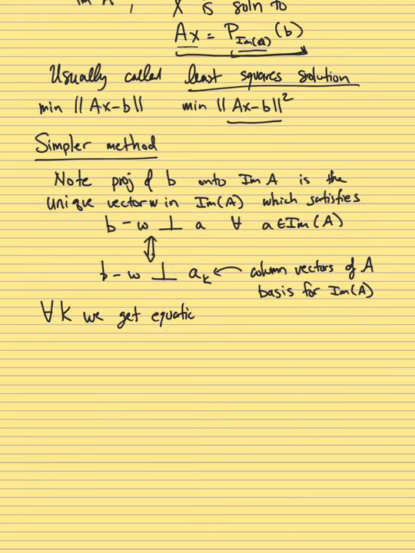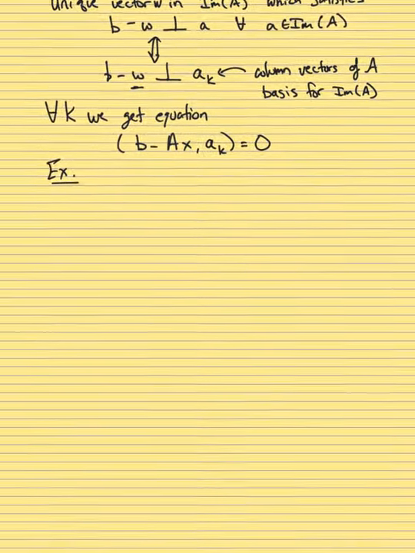And now I'll write W as the image of some vector x. So what we're trying to solve is the inner product of B minus AX with AK is equal to 0. The solution to this equation is going to be the vector W that we would like. Let me give you an example to see what's going on here, and then the general formula will hopefully make complete sense.